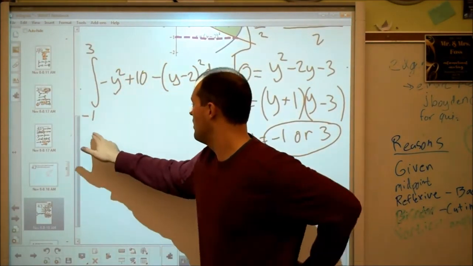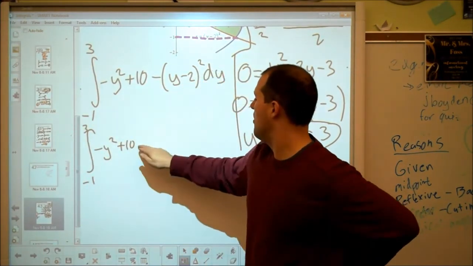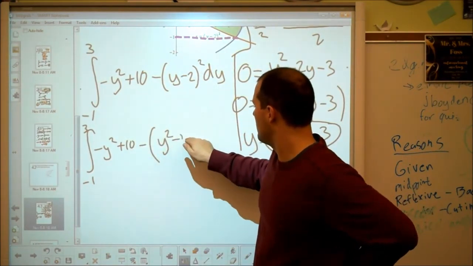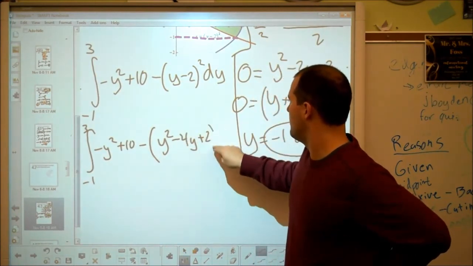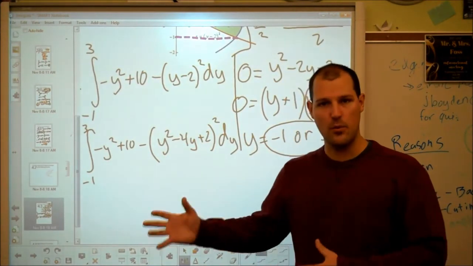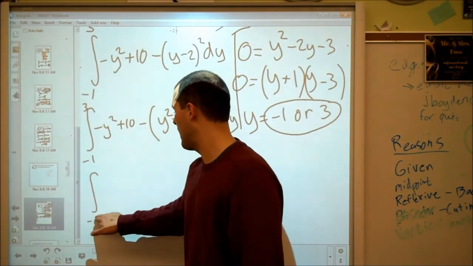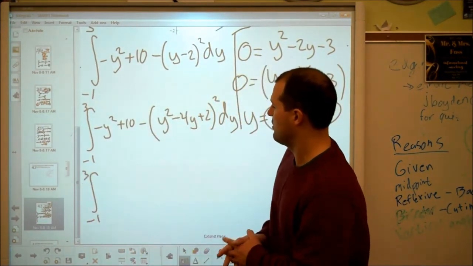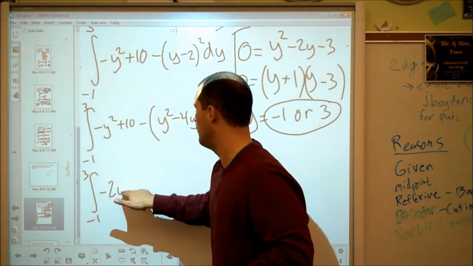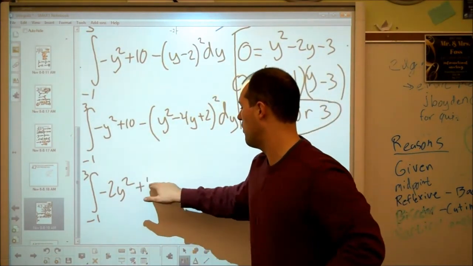I'm going to simplify first. So I get from negative 1 to 3, negative y squared plus 10 minus the whole shebang of that, y squared minus 4y plus 2 quantity squared dy. I want to continue simplifying because I want my integration to be as simple as possible. I get from negative 1 to 3, let's combine our like terms. Negative y squared minus y squared, so negative 2y squared. I've got minus a negative 4y, so that's plus 4y.